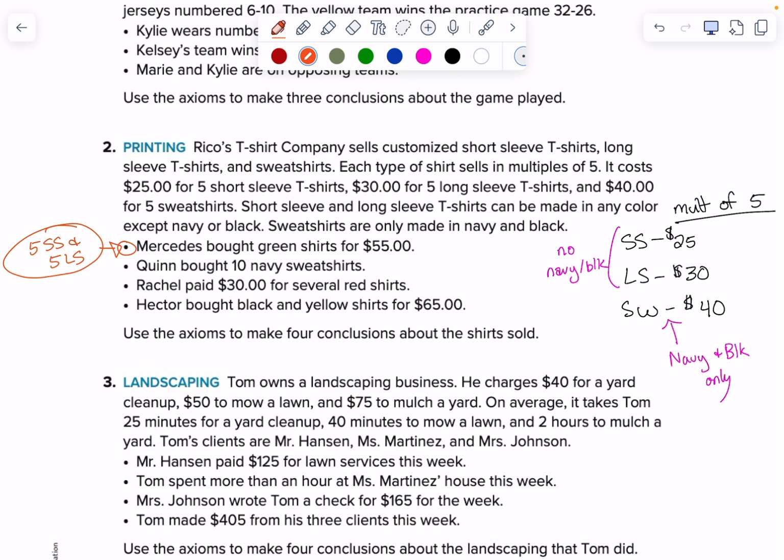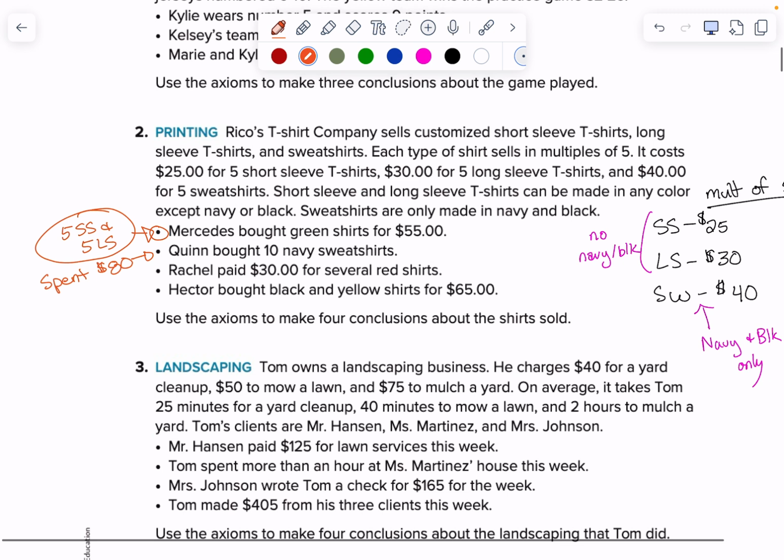All right, next conclusion. Quinn bought 10 navy sweatshirts. What's a conclusion that I can make about that? $80 on sweatshirts. Spent $80. You got it. And you can put more detail in there if you want to, but that's fine. However you want to do that. I realize you don't have very much room, so sorry.